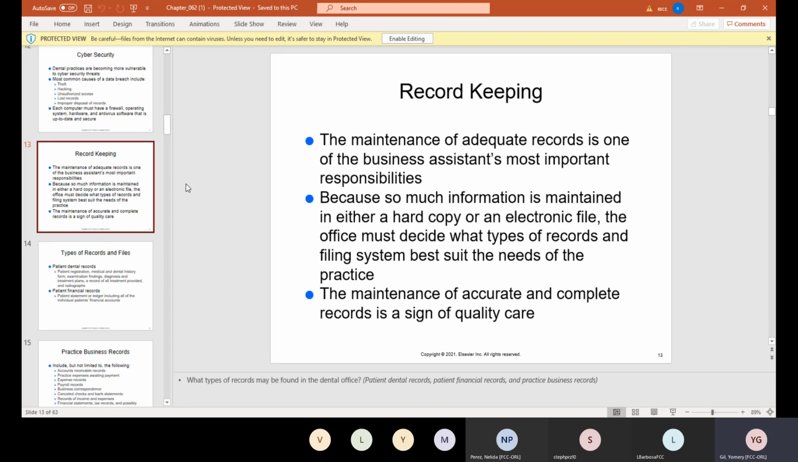The maintenance of accurate and complete records is a sign of quality care. So it's very important that you always have updated information of the patient, that all their paperwork is in their chart, whether it's a paper chart or an electronic file, everything has to be submitted.